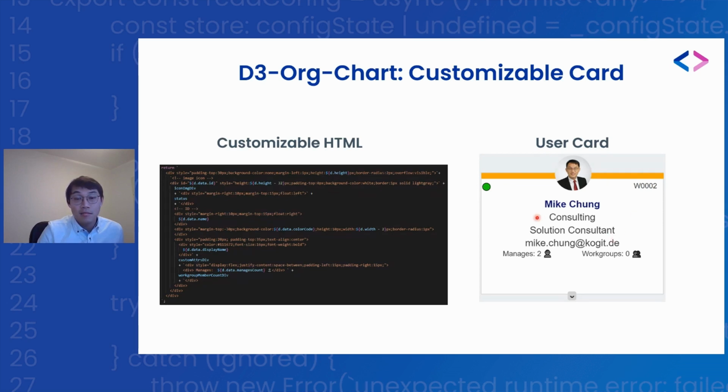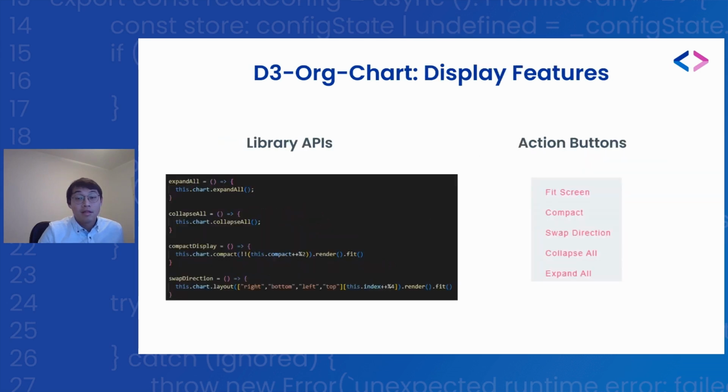Display name, department, job title, and email are also displayed within the card. It also displays the number of nodes that the user manages, and the number of workgroup memberships the user is assigned. Here we define some action buttons which provide an interactive way to change the display of the org chart.